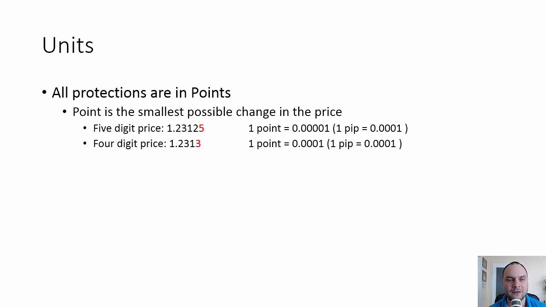For example, if we have a 5-digit market and we have the change in the last digit, we call that point. So 1 point in a 5-digit market is 0.00001. We have to make a difference between point and pip. 1 pip in that case will be 0.0001. That means a pip is 10 times larger than a point. If we have a 4-digit quotation, here the pip will be equal to point.